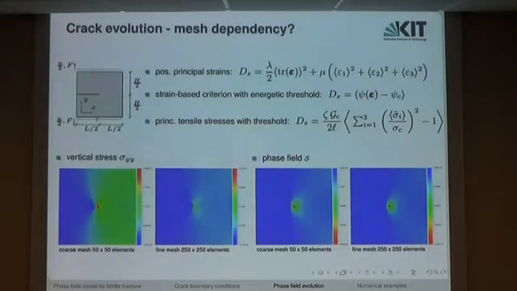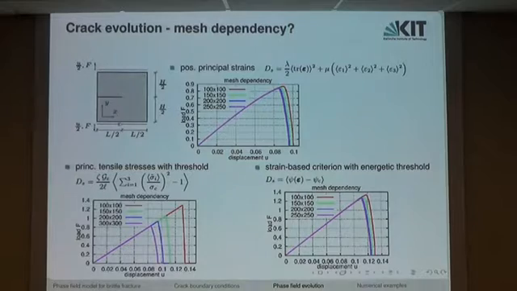Due to lack of time, I will skip the following slides. The important point here is to show you that evolution equations based on the strains or the energetic threshold show almost mesh-independent results. Only one curve here, the red curve, is different due to the poor approximation of the phase field. In contrast, the phase field evolution criterion based on the pure stresses is very mesh sensitive. So that does not work.